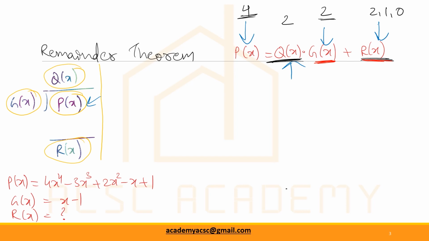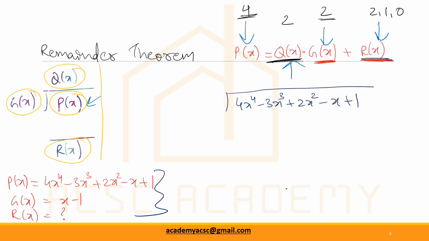So let us try to perform it. P of x is given to us as 4x raised to 4 minus 3x cube plus 2x squared minus x plus 1, and it is to be divided with a linear equation that is simply x minus 1. So we are already aware how this division is performed, so let us do it quickly. Here we have 4x raised to 4 and there it is simply x, so we'll divide it and get 4x cube. Now you multiply this intermediate quotient with the remaining terms of g of x. So this 4x cube with minus 1 will give minus of 4x cube.